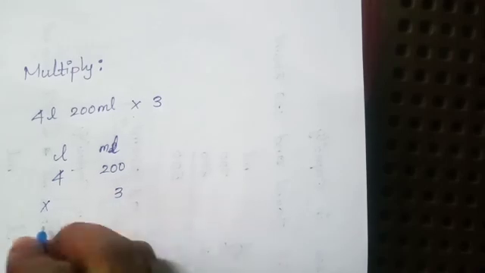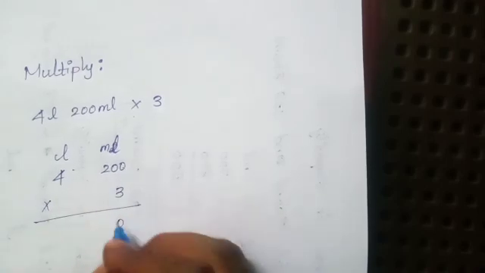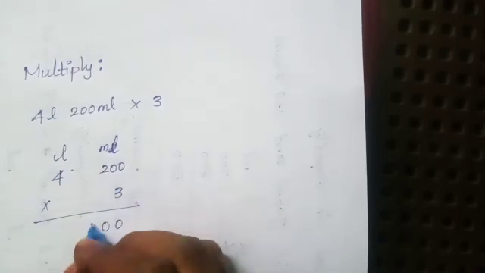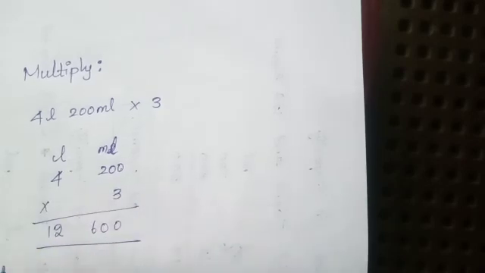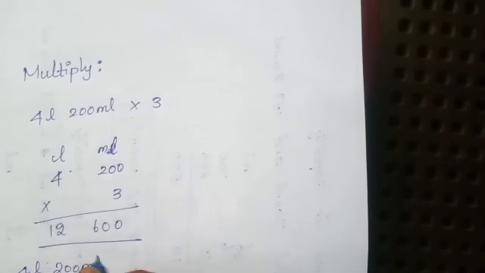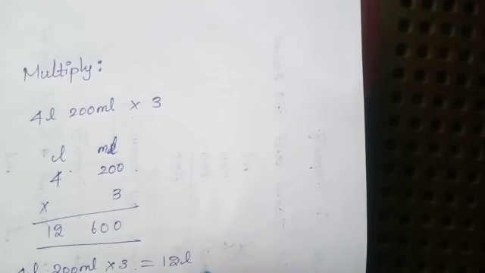0 3s are 0. 0 3s are 0. 3 2s are 6. And 4 3s are 12. So 4 liter 200 milliliter multiplied by 3 is equal to 12 liter 600 milliliter. Yes, this is the way you have to do the multiplication. Let's see the multiplication word problem.